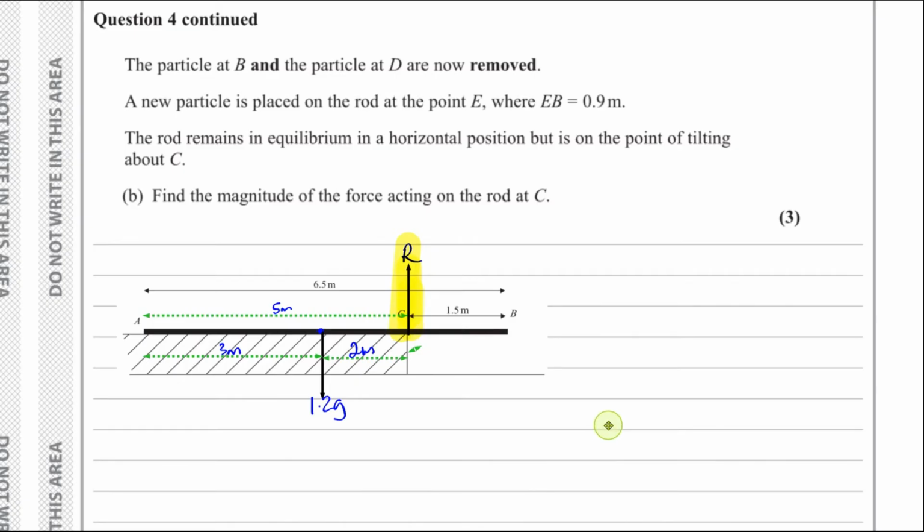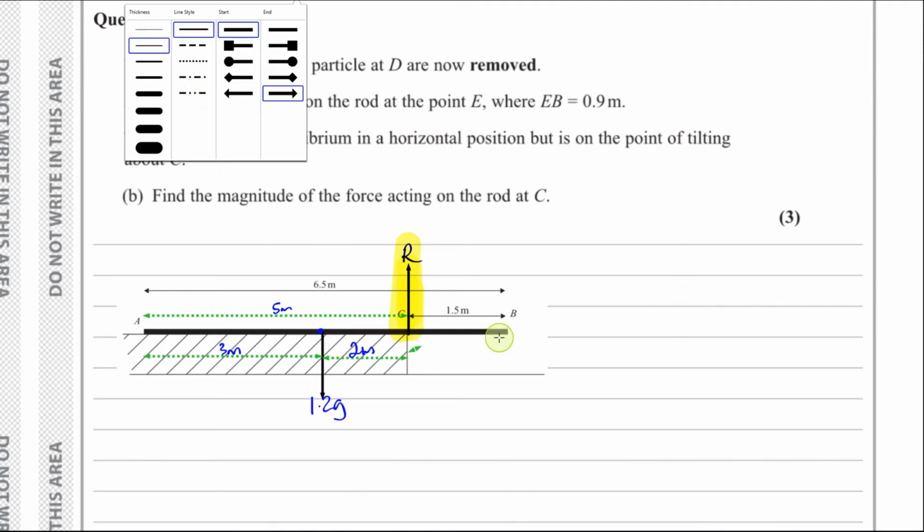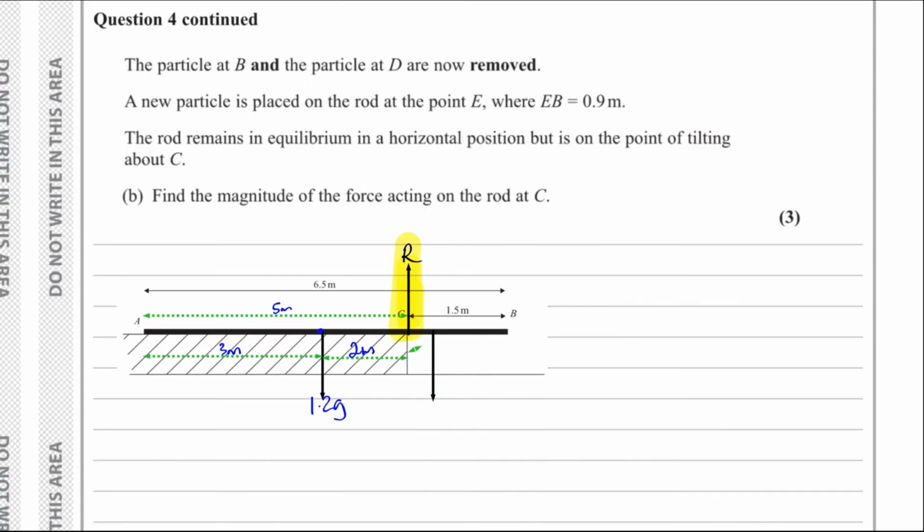Now, a new particle is placed on the rod at the point E where EB is 0.9 meters. Okay. So E to B 0.9, that's 1.5. Half of that would be 0.75, so it's going to be somewhere over here. Right, they didn't tell us the mass of the new particle. I'm just going to call it mg. I don't know what it is. It didn't say anything about the new particle's mass. It says the rod remains at equilibrium.